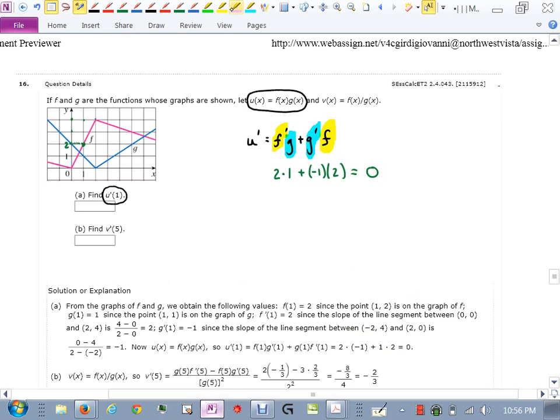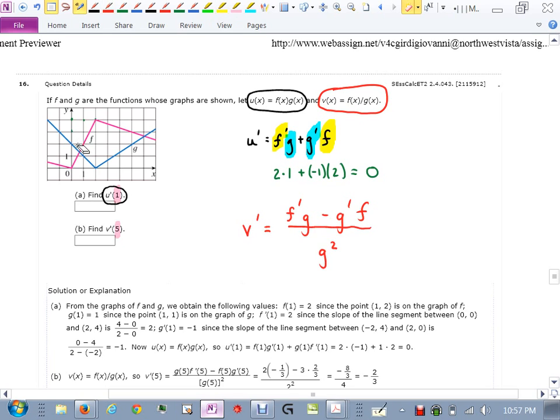Okay, now just keep in mind that the reason why I kept on going out to 1 here was because they were looking at u prime of 1. Now what we want to know is what's v prime of 5. So everything we're going to look at is going to be at the 5 on the x-axis, but we're also looking at v. V is this function, which is a quotient. So the derivative of v would be quotient rule. I'll do it my way. It'd be f prime g minus g prime f all over g squared.